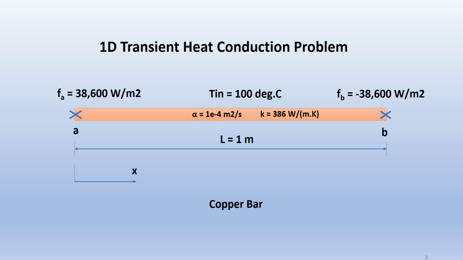At the same time, a heat flux of negative 38,600 watts per meter square is applied at end B of the bar. The negative heat flux is just an indication that the heat flux is in the opposite direction, in the negative x direction.